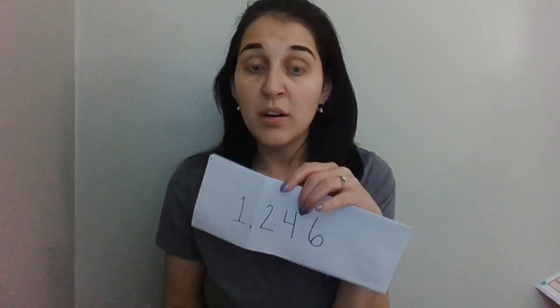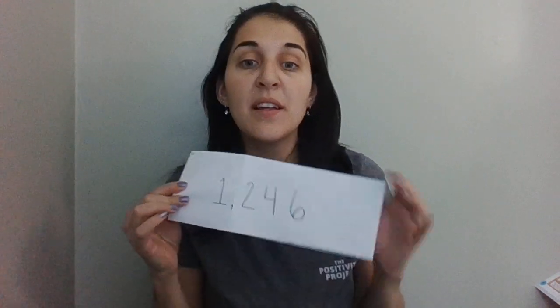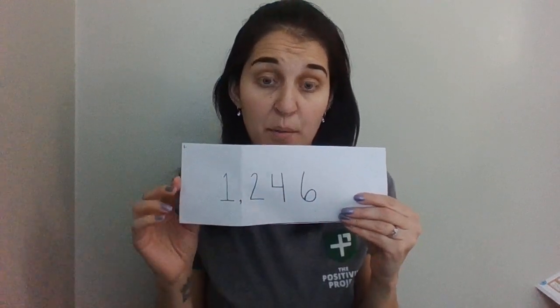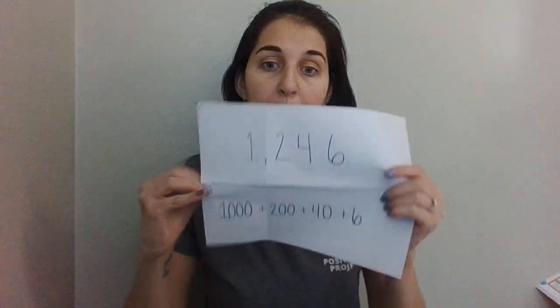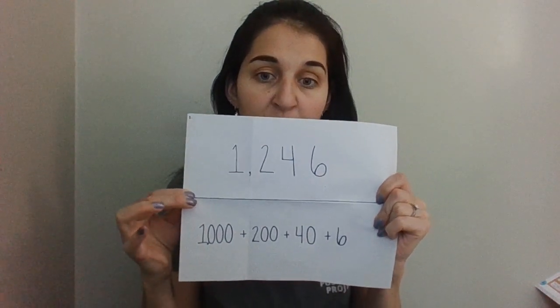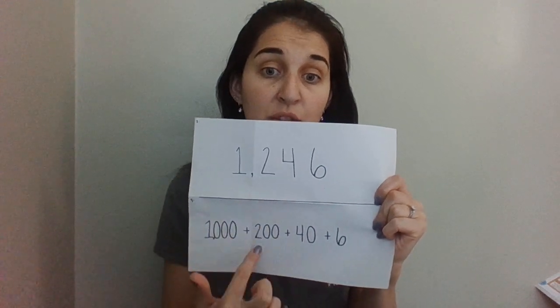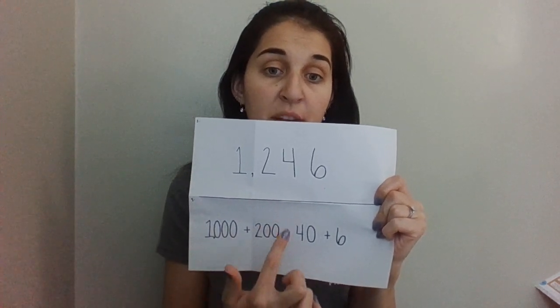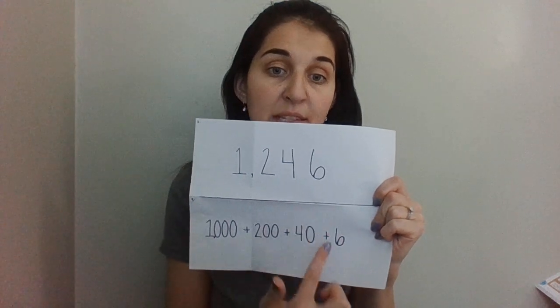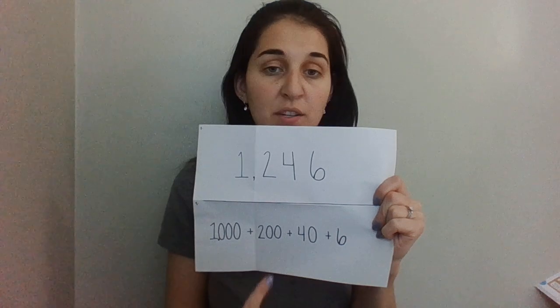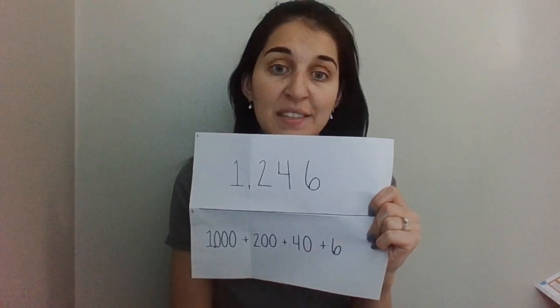So what I've done is I've written this number in what we call expanded form. Expanded form shows us the value of each digit within the number. So you can see that we have 1,000 plus 200 plus 40 plus 6.